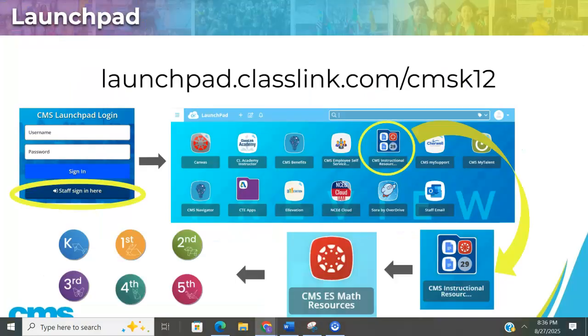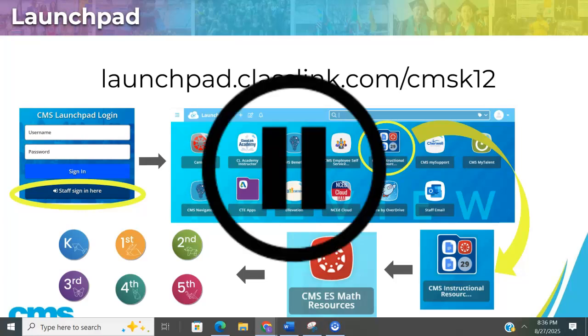Let's talk about how to access the district's resources. You will navigate to Launchpad. You will click on CMS Instructional Resources, CMS ES Elementary School Math Resources, and it will have you enroll in MathRocks. MathRocks is where you will find everything you need for IMCMS Math. Pause the video here to access MathRocks.